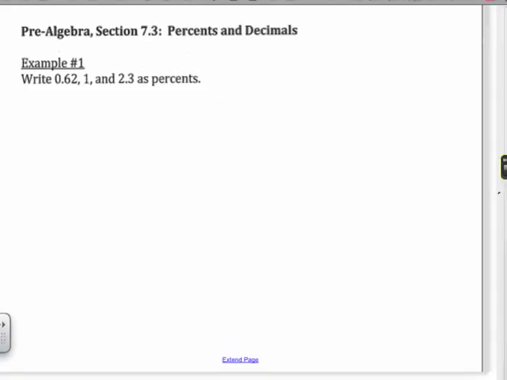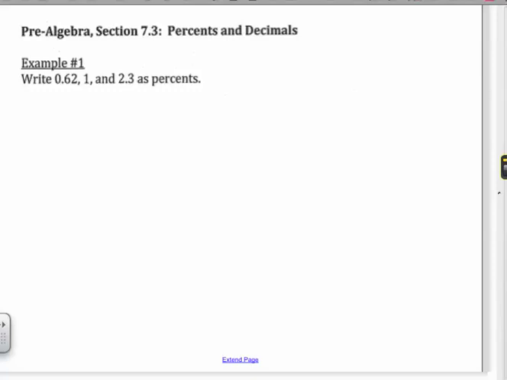I'm sorry. Now, guys, a lot of this is just review, but I want to get it back in our heads: how we convert decimals to percents, and then percents back to decimals. It just involves moving the decimal, okay? So this first one, it says, write 0.62, 1, and 2.3 as percents, okay?